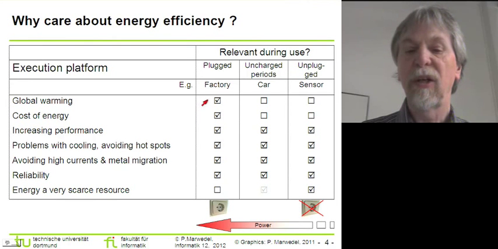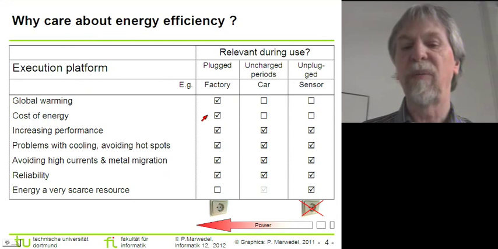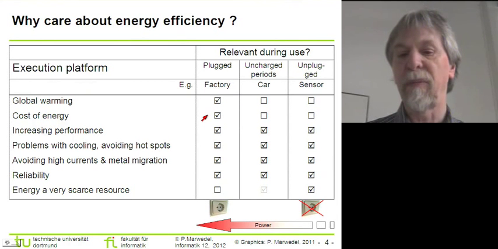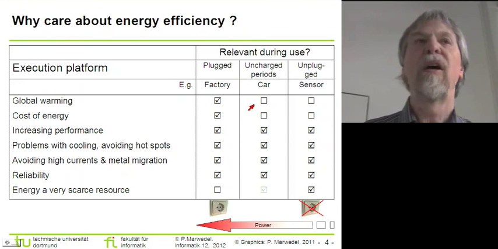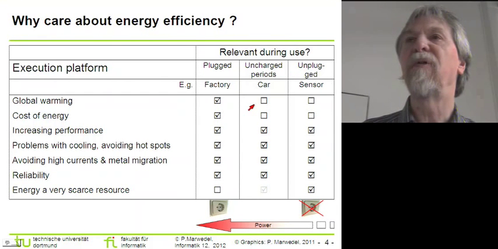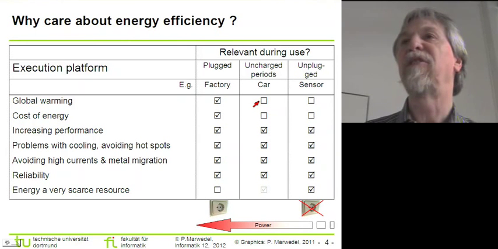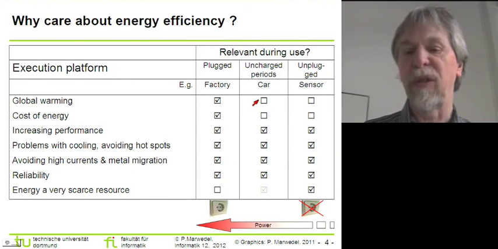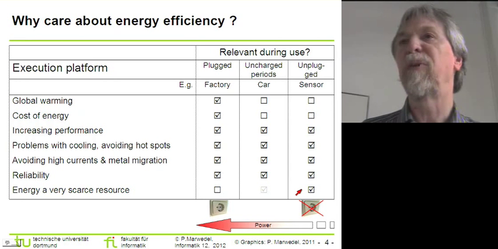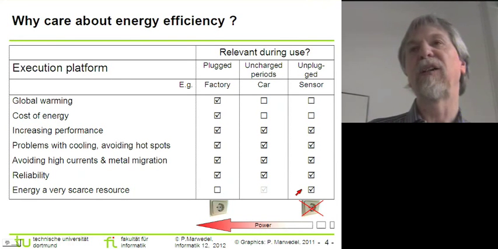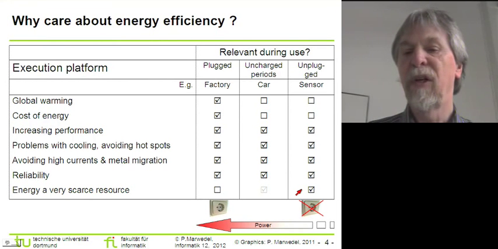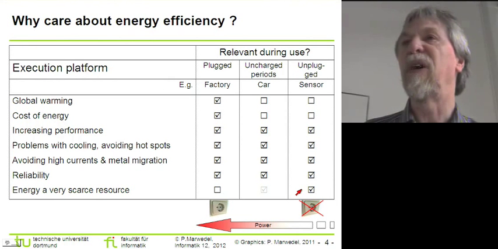And we can see that global warming and the cost of energy are mainly important only for the plugged systems. These other systems can carry around with them only a very small amount of energy, and therefore the overall impact in terms of global warming of these more mobile devices is rather small, even if we have quite a number of them. And on the other hand, energy isn't really a scarce resource if we have a plugged system, because there the designers are really exploiting the fact that we have a connection to main power, and therefore energy isn't a very scarce resource there.